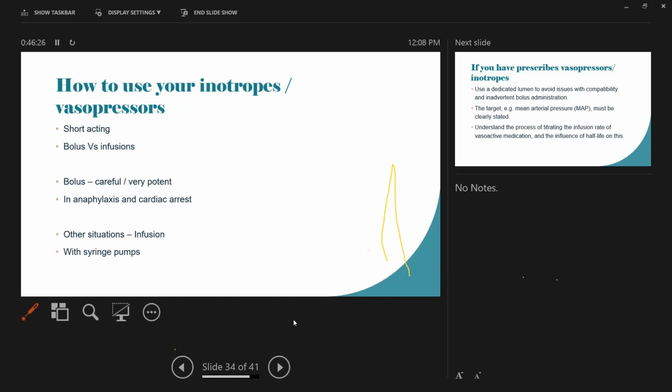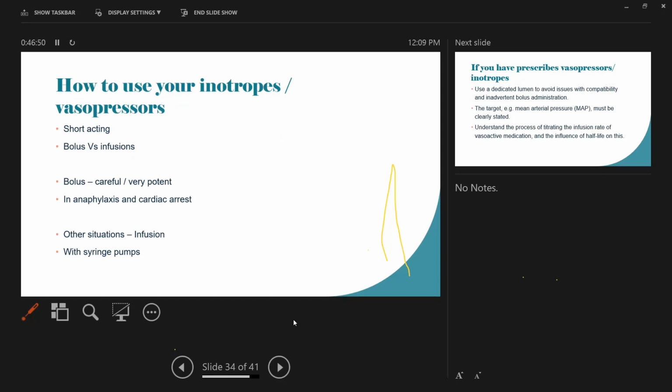So in your inotropes, I told you they are short acting, whether you have to give a bolus or an infusion. The exceptions for boluses are the cardiac arrest situations and anaphylaxis, and the rest we are not going to do any boluses. The rest has to be through infusions, and your infusions have to go through syringe pumps.